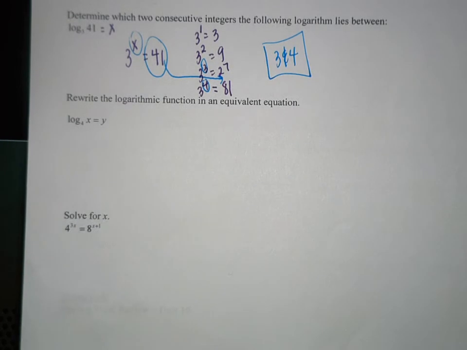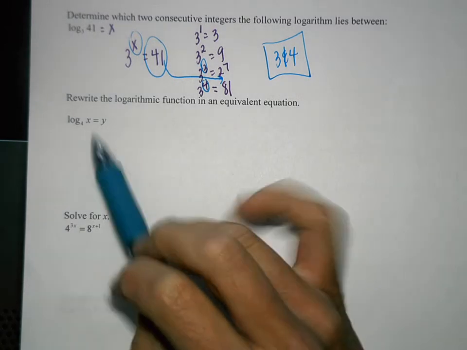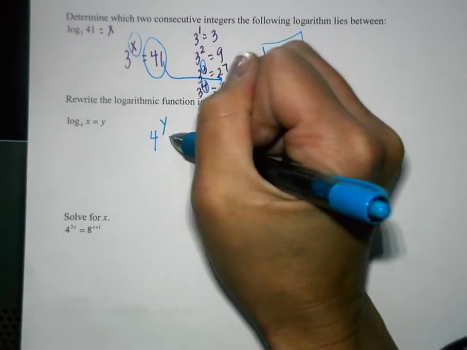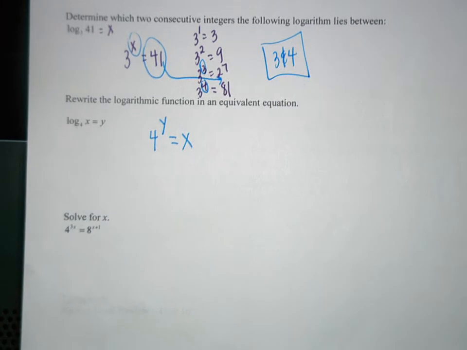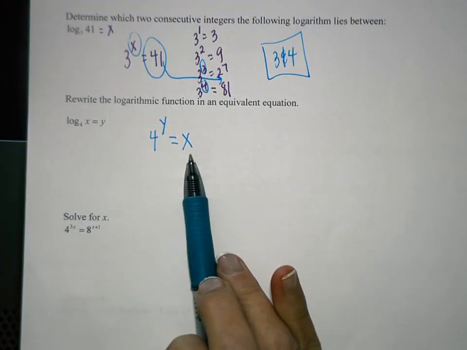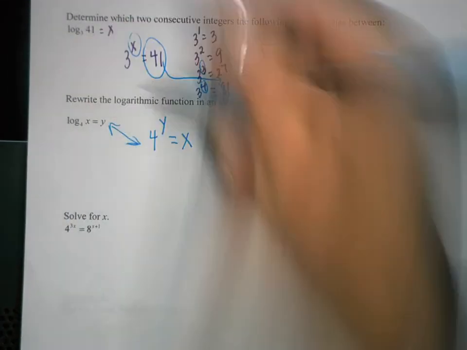This says rewrite the logarithmic function in an equivalent equation. So an equivalent equation would be to change this into exponential form. And so that would be 4 to the y power equals x. So all I did was change this from logarithmic form to exponential form, and this is an equivalent equation. Remember, these can go back and forth and change.